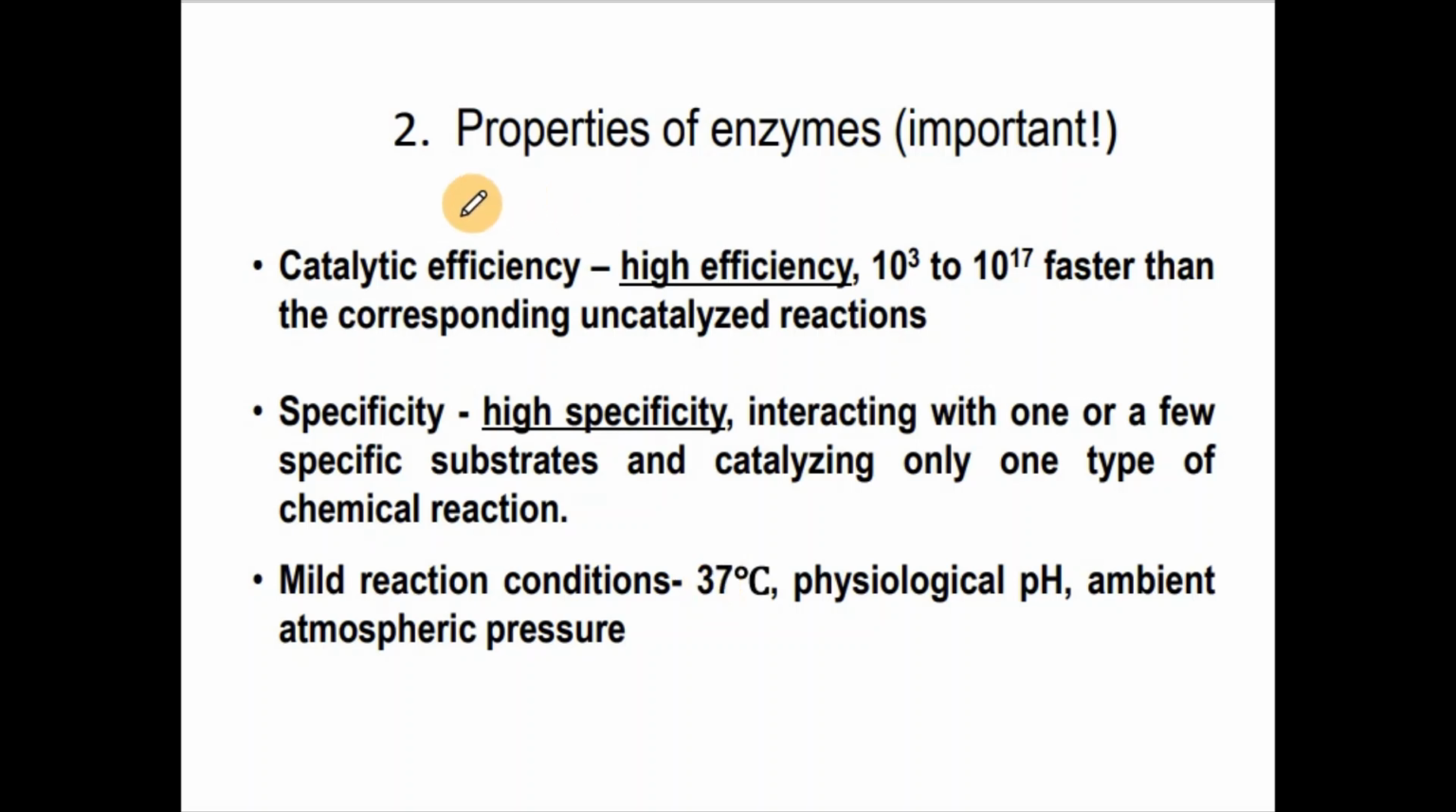As a catalyst, they have a high catalytic efficiency. When we hear of catalytic efficiency, it means that they are able to speed up the rate of a chemical reaction by thousand folds or million folds. So if a reaction occurs at, let's say, the rate of X, and you add an enzyme, it is going to increase the rate by 10 to the power 3 times, that's 1000 times, to 10 to the power 17 times. So the enzyme speeds up the rate of a chemical reaction by about 10^3 to 10^17 fold, faster than if it is not catalyzed.